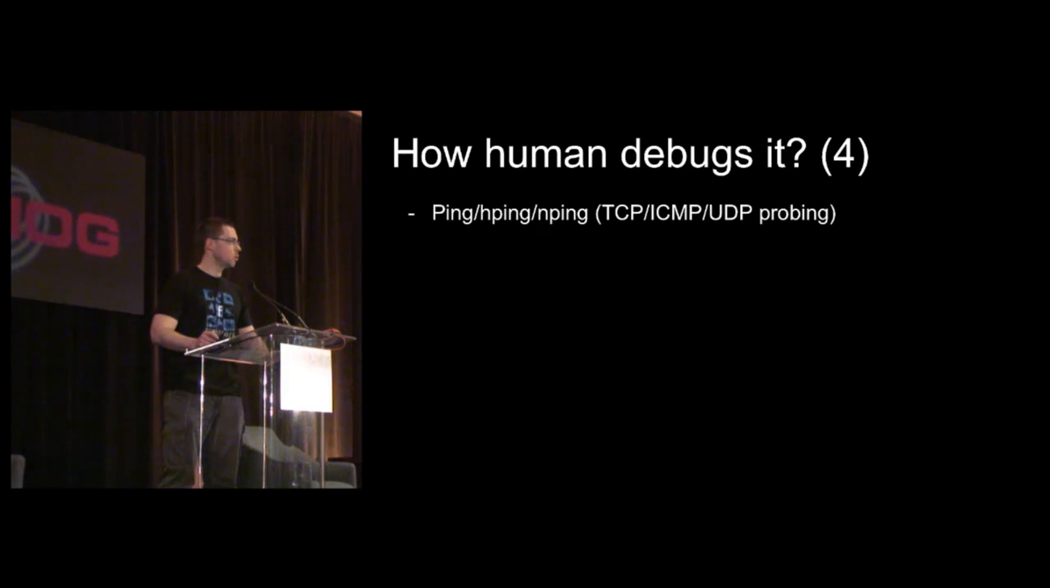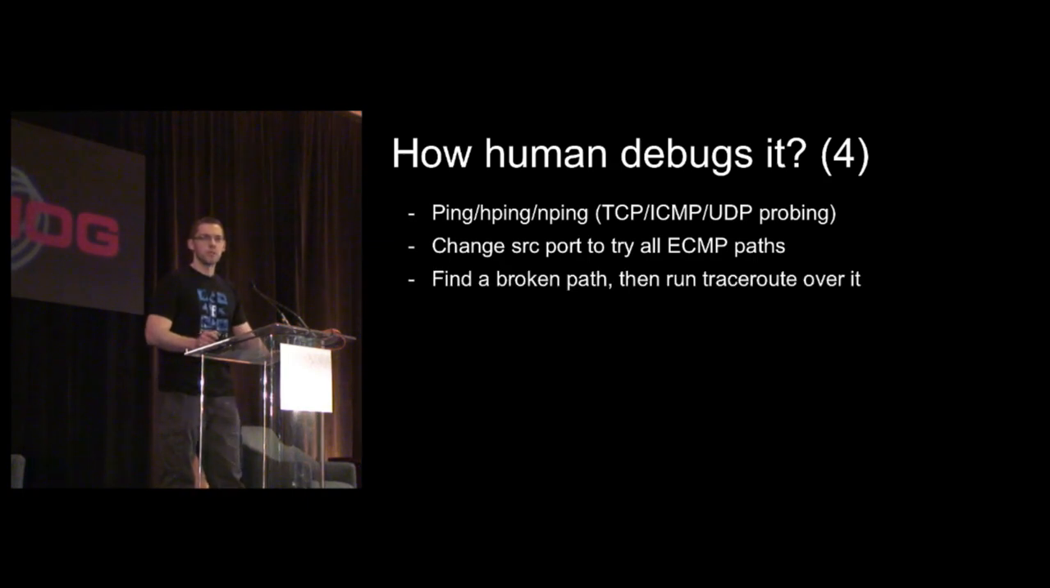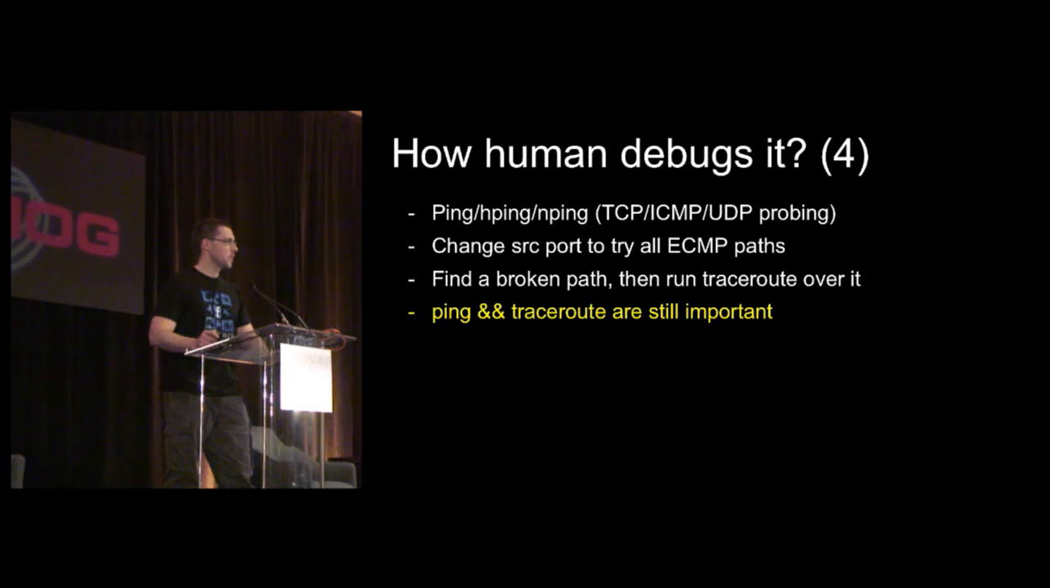We have to run on-host tools, hping or nping, which allow us to simulate the application traffic. For example, hping allows you to inject TCP packets. We have to run these with varying source ports. This way, you can explore the multiple paths in the network and overcome the problems with ECMP. And lastly, once you see the broken path, you can run a traceroute and isolate the fault point.